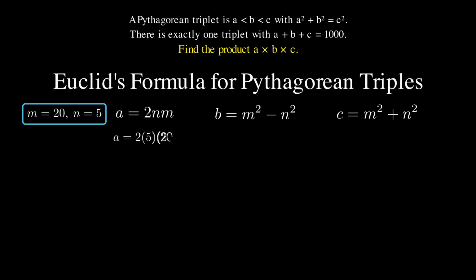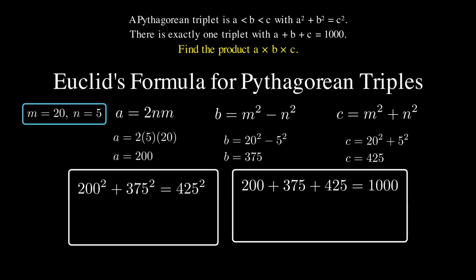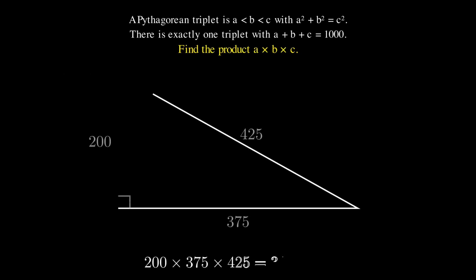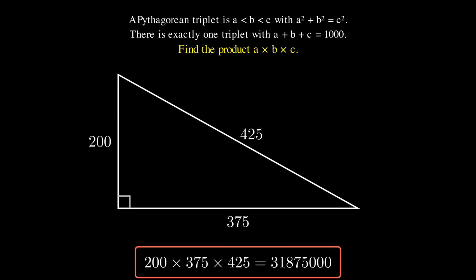But that's really it. We have m and n, so we can plug it into a, b, and c, and we get our values, and then all we have to do is double check that we have what we want. Does a squared plus b squared equal c squared? And does a plus b plus c equal 1000? And indeed they do. We have found the Pythagorean triple that we're looking for, and the product is listed below.